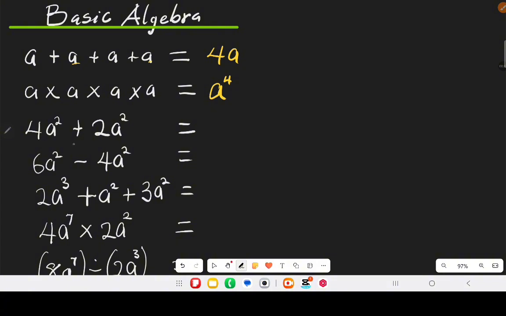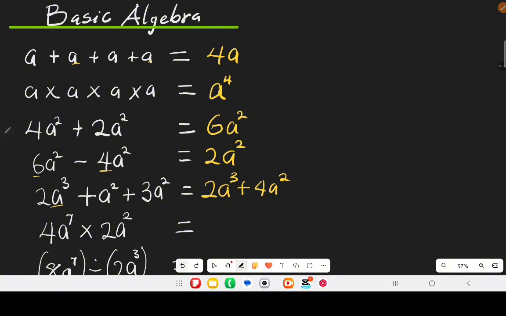If we have 4a squared plus 2a squared, that is the same thing as 6a squared. Then 6a squared minus 4a squared is the same thing as 2a squared. Just subtract the coefficients. Then if we have 2a cubed plus a squared plus 3a squared, that is the same thing as 2a cubed plus 4a squared. Cube is different from squared. We add the coefficients of these two, a squared plus 3a squared. The coefficient of a squared here is 1.